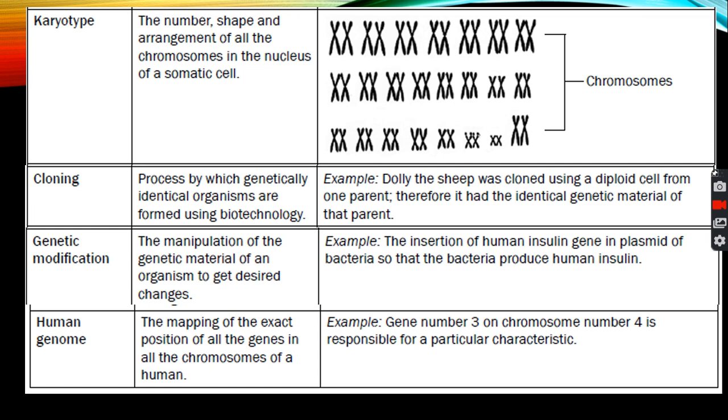18, the human genome, the mapping of the exact position of all the genes on all the chromosomes of a human. For example, gene number 3 on chromosome number 4 is responsible for a particular characteristic. Okay, so my grade 12 learner, it's important also to know this concept before we get into the topic.